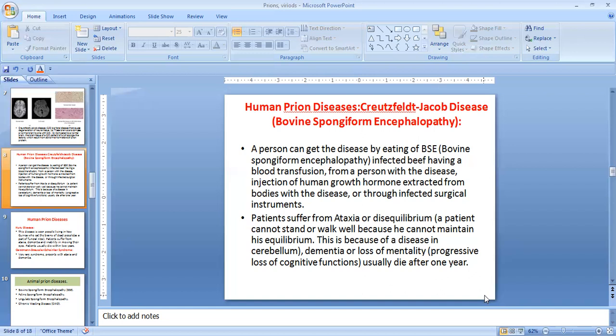Patients suffer from ataxia or disequilibrium. What do you mean by ataxia? Ataxia means a patient cannot stand or walk well because he cannot maintain his equilibrium. This is because of a disease in the cerebellum. So it causes ataxia and dementia. What is dementia? Dementia is loss of mentality or progressive loss of cognitive function, and the patient usually dies after 1 year. That is, the brain function gets completely altered, and the person becomes unable to speak or walk and completely loses all his memories. That is the condition known as dementia. And ultimately he will die soon, within a few months.